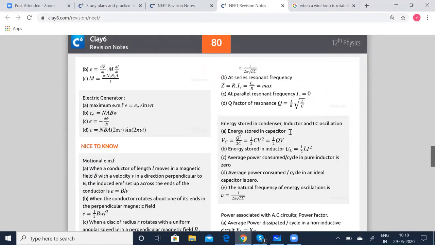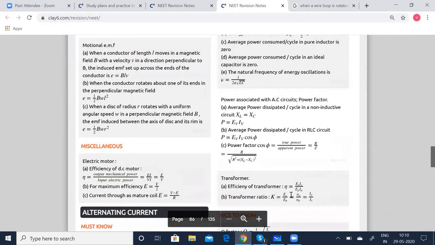Energy stored in condenser, inductor and LC oscillations. Energy stored in a capacitor, U_C is equal to Q squared by 2C, which is equal to half CV squared, because we know Q is equal to CV, which is equal to half QV. Energy stored in an inductor, U_L is equal to half L i squared. Average power consumed per cycle in a pure inductor is 0. Remember, average power is always 0. Average power consumed per cycle in an ideal capacitor is 0. The natural frequency of energy oscillation is given by nu is equal to 1 by 2 pi root of LC.